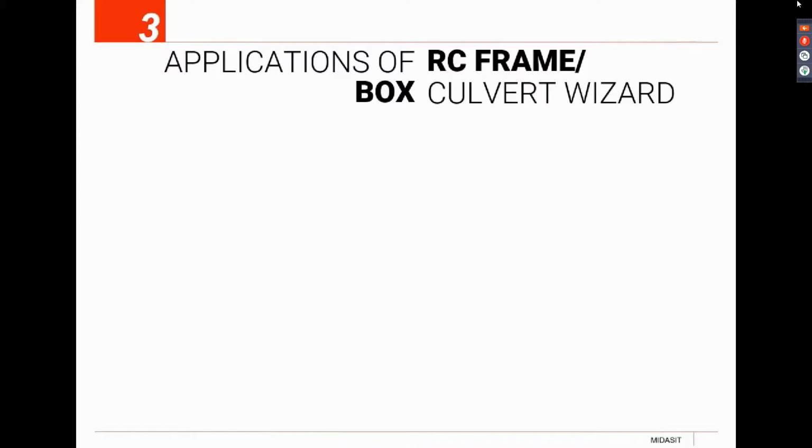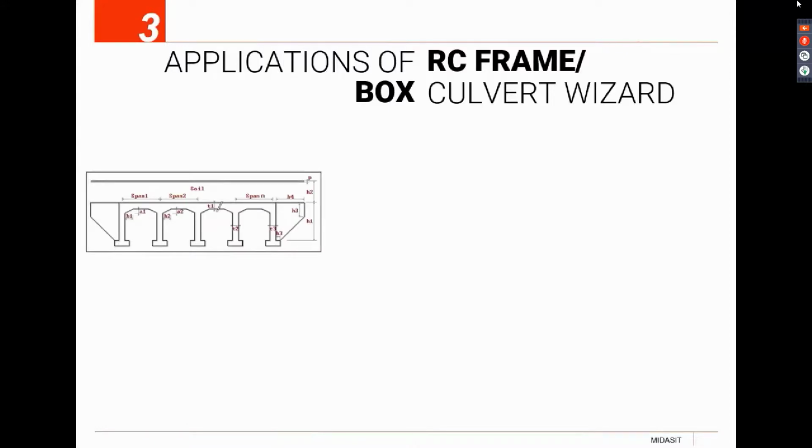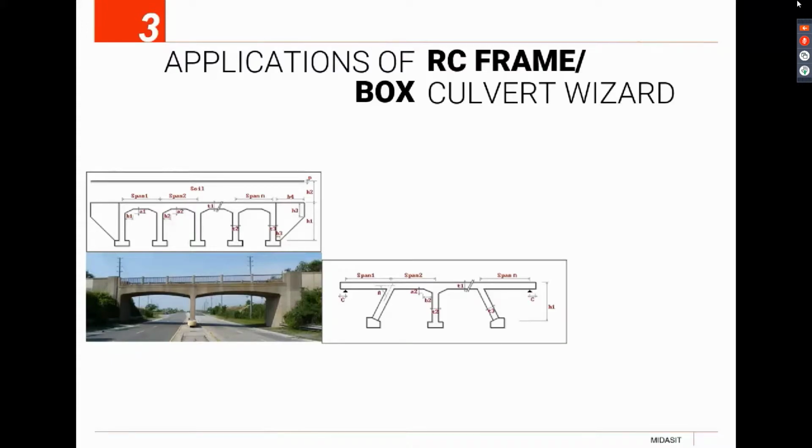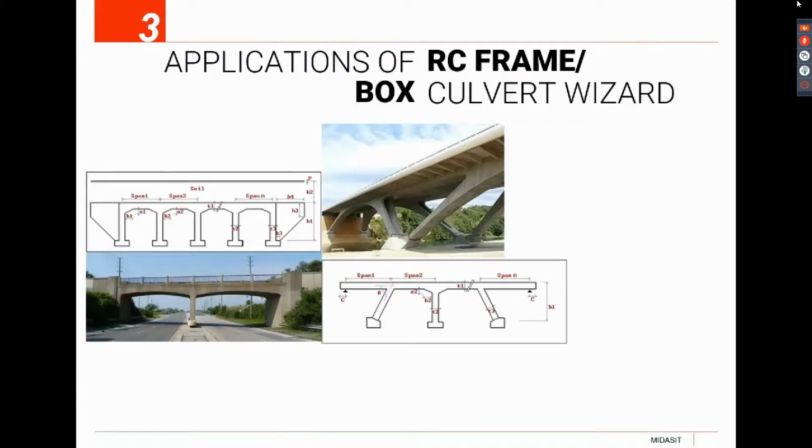The RC frame or box culvert wizard can be used in rigid frame bridges, also known as ramen bridges. These are bridges that consist of a superstructure supported on either vertical or slanted columns. If vertical, it is classified in the wizard as RC frame. If the columns are slanted, it is classified as pipe type bridge, like this one. This is where the superstructure and substructure are rigidly connected to act as a unit and are mostly economical for moderate or medium span bridges.